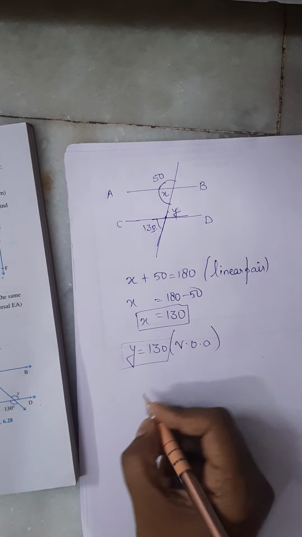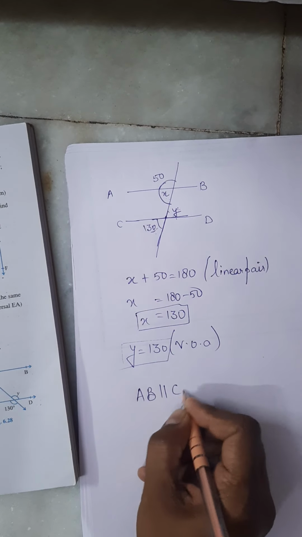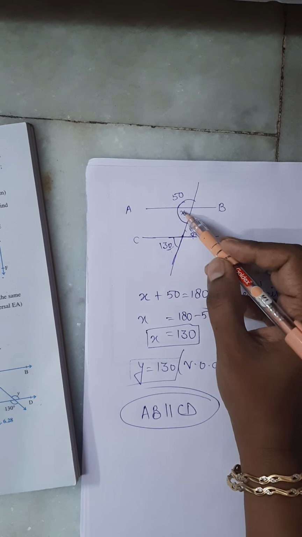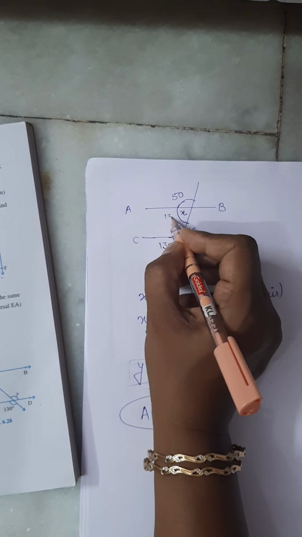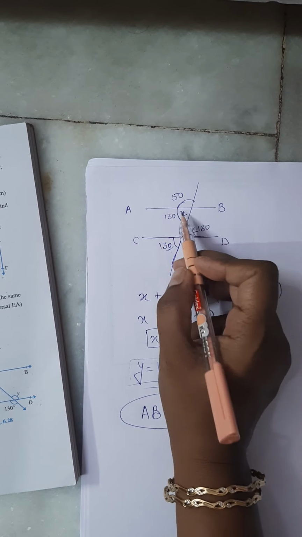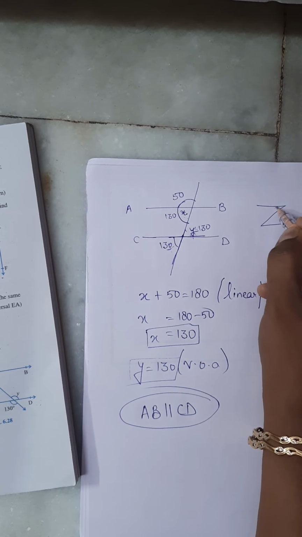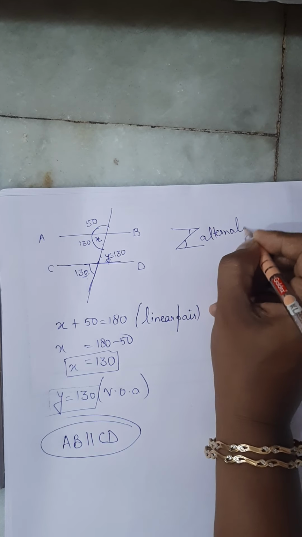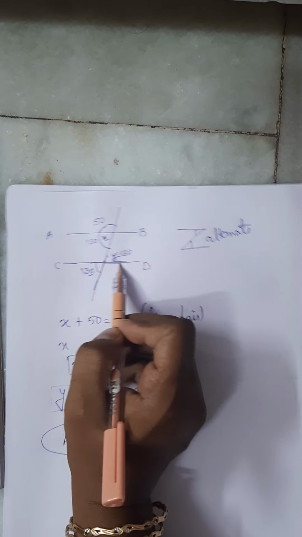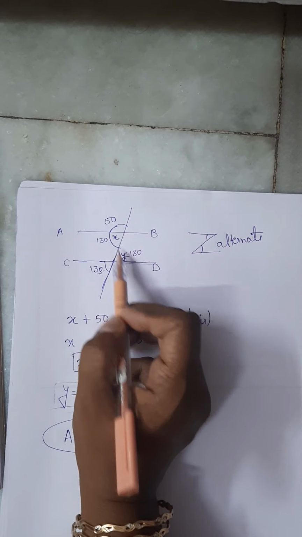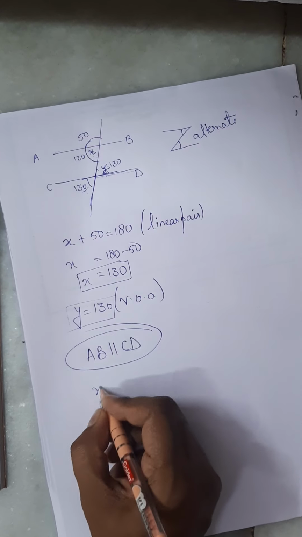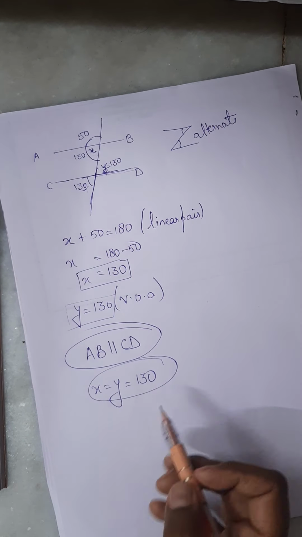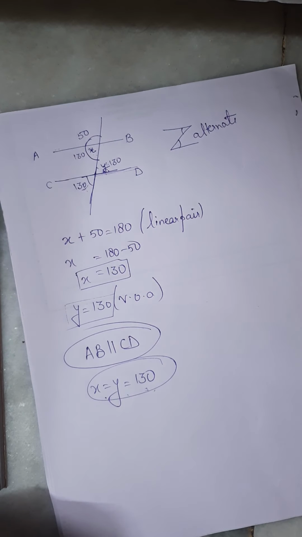Now the question also wants us to prove that AB is parallel to CD. So how can we do this? Just see what kind of angles x and y are forming. x is 130, y is 130, and x and y are forming alternate angles. Just see, they are forming a Z formation, right? When this type of formation is there, they are known as alternate angles. So we can say that x is equal to y is equal to 130. They are forming alternate angles, and when alternate angles are equal, the lines are parallel.